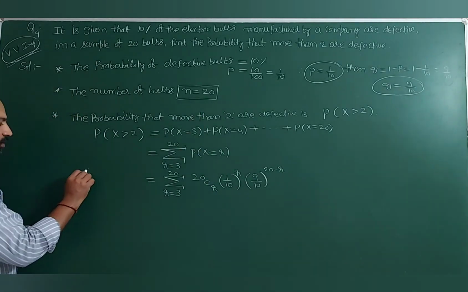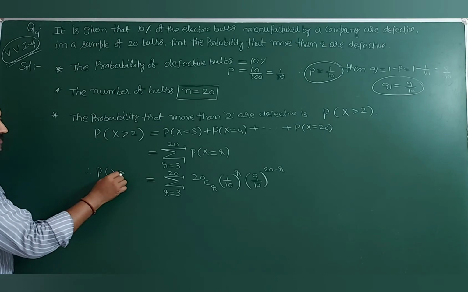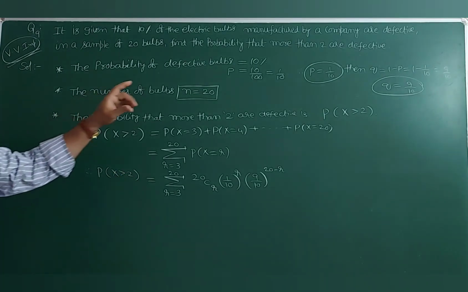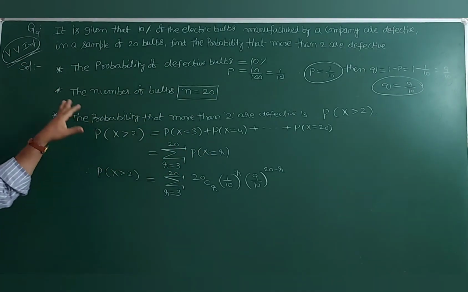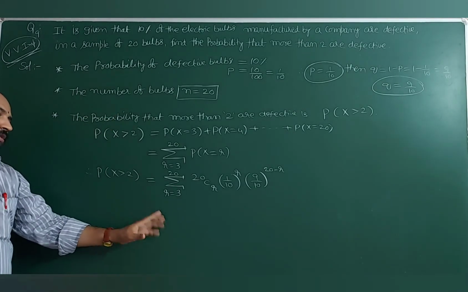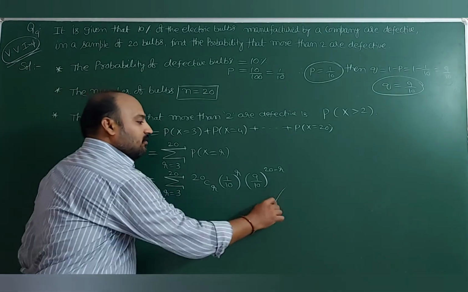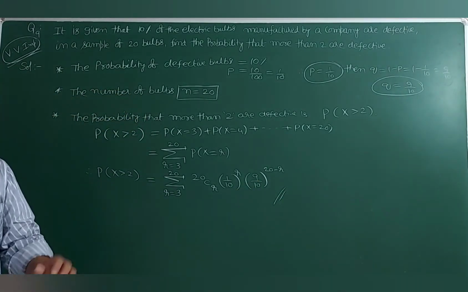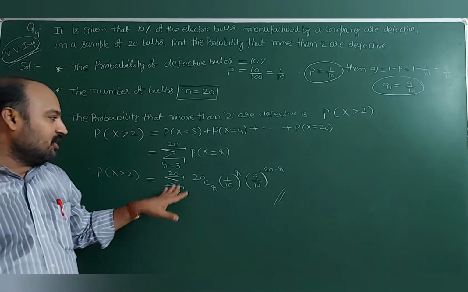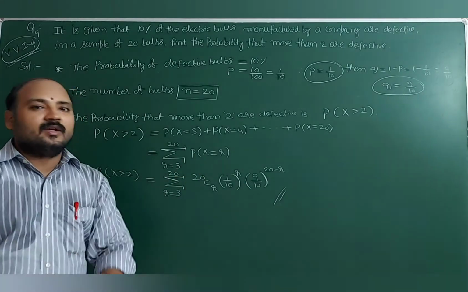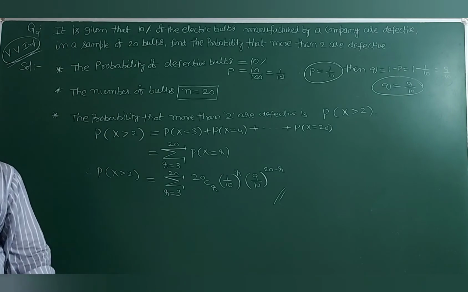That's the answer. Therefore, the probability that more than 2 bulbs are defective, P of X greater than 2, is this one. I hope you people understand, students. R is equal to 3 to 20. If you substitute, you will get the required answer. We'll move on to the next question.